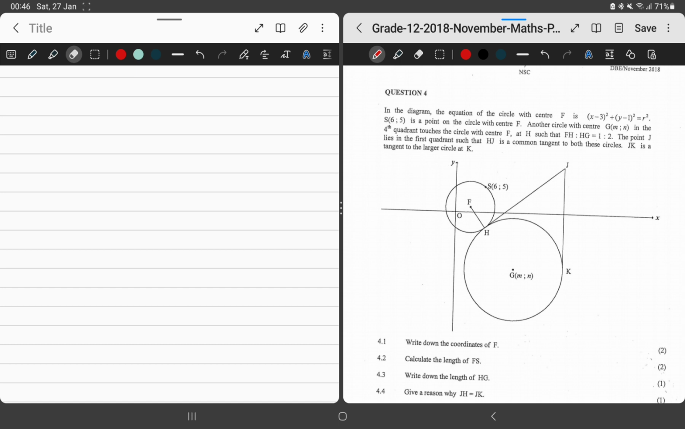The point J lies in the first quadrant, such that HJ is a common tangent to both circles. JK is a tangent to the larger circle at K. We know that this angle should be 90 degrees because the radius is perpendicular to the tangent. The coordinates of F should be (3; 1). When you say x minus 3 is equal to 0, x becomes 3, and the same is true for y. So this is (3; 1).